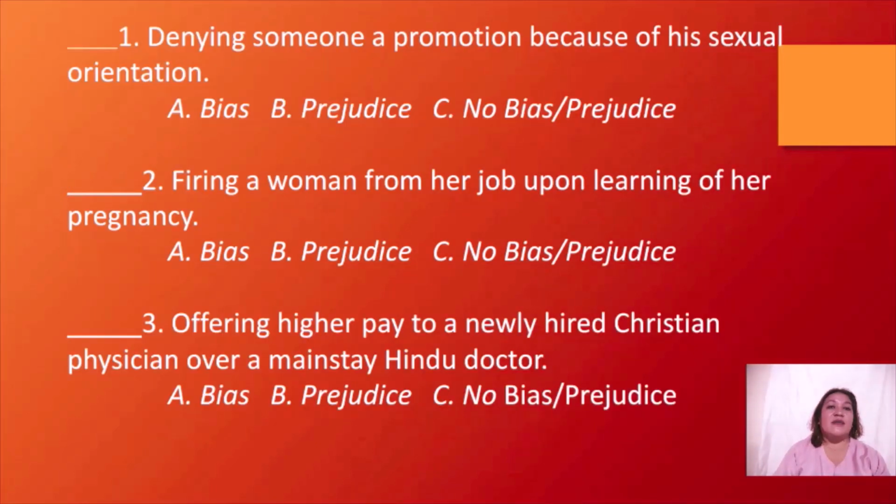Number 1. Denying someone a promotion because of a sexual orientation. A. Bias. B. Prejudice. C. No bias or no prejudice. Number 2. Firing a woman from her job upon learning of her pregnancy. A. Bias. B. Prejudice. C. No bias, no prejudice. Number 3. Offering higher pay to a newly hired Christian physician over a mainstay Hindu doctor. A. Bias. B. Prejudice. C. No bias, no prejudice.